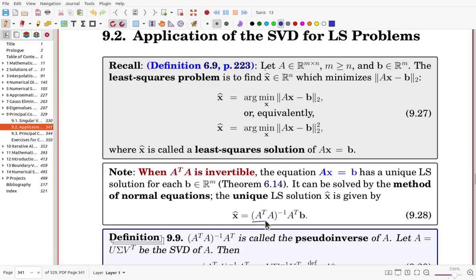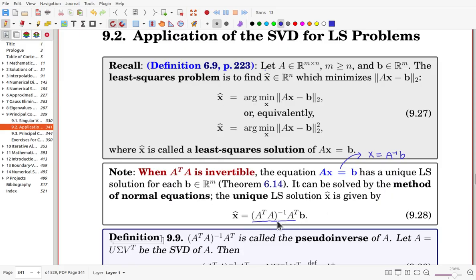This matrix plays the role of the inverse of A. For example, assume A is a square invertible matrix. Then the solution can be gotten in this way. X is now A inverse of B. The form is the same. X is the matrix times B. So this matrix is playing the role of the inverse of A, but it's not really the inverse.